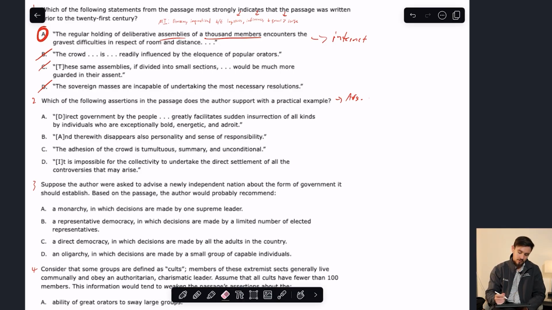C says the adhesion of the crowd is tumultuous, summary, and unconditional. Again, all these are supported and they're talked about a lot, but they didn't offer any real examples of someone that actually did this or a crowd that actually did this. So not C either. D says it is impossible for the collectivity to undertake the direct settlement of all controversies that may arise. That's the Peter robs Paul thing.